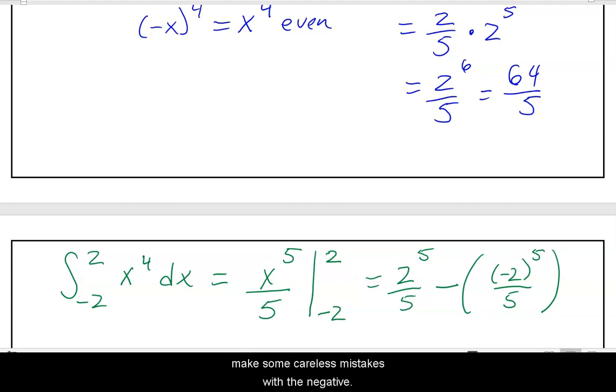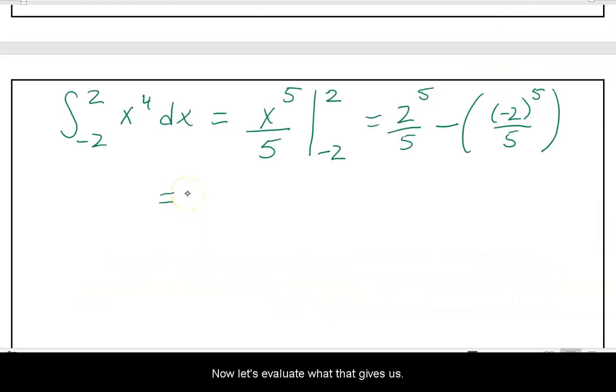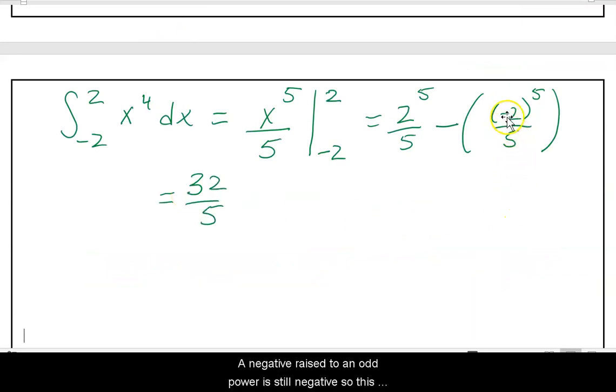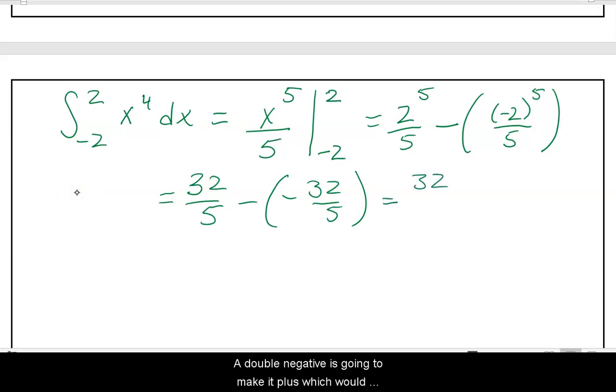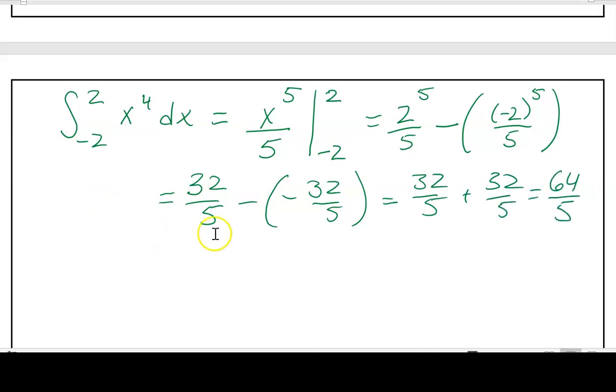Otherwise, you're liable to make some careless mistakes with the negatives. Now let's evaluate what that gives us. 2 to the 5th is 32, so that's 32 divided by 5. A negative raised to an odd power is still negative, so this will be negative 32 over 5 inside the parentheses. A double negative is going to make it plus, which would make it 32 fifths plus another 32 fifths, which gives me 64 fifths.